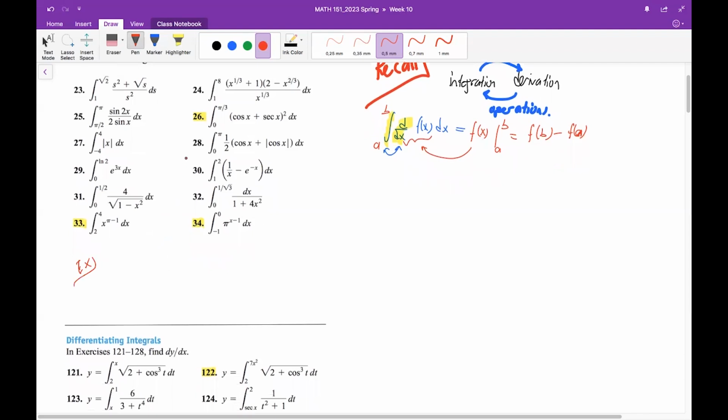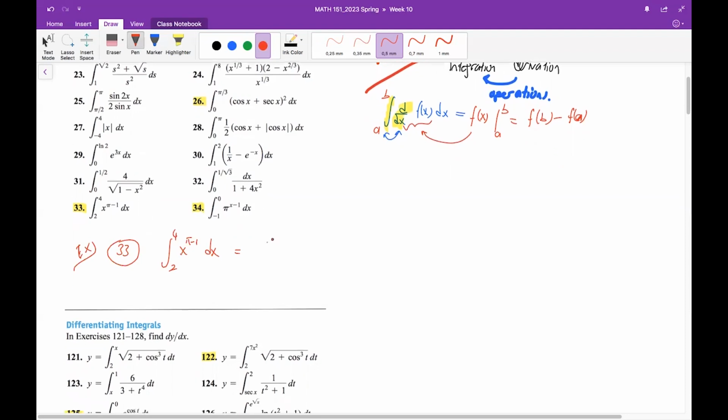So you can try to think in this way to find out the result. Okay, let me tell you from the example. Okay, let's start with 32, this one. Integral from 2 to 4, x to the power pi minus 1 dx, okay? So to guess this result, I want to guess f of x now. Then what should you think? Tell me a function whose derivative is x to the power pi minus 1.